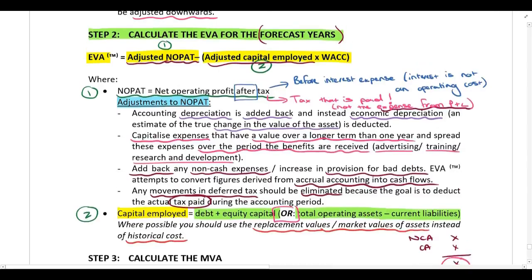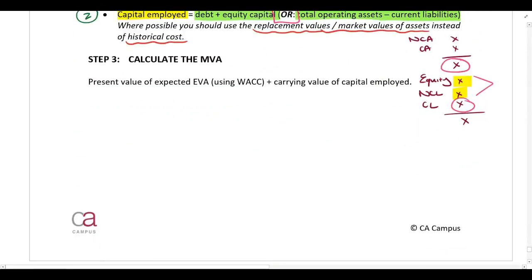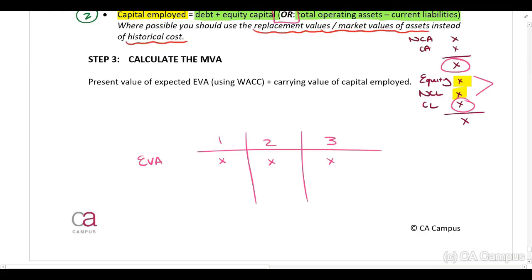So what you're going to do here is calculate EVA for all of the forecast years. So you aren't just going to perform the calculation for 1 year, but for all of the years that you've been given information for. So in other words, if you've been given forecast information for the next 3 years, you are going to calculate EVA for each of those years.